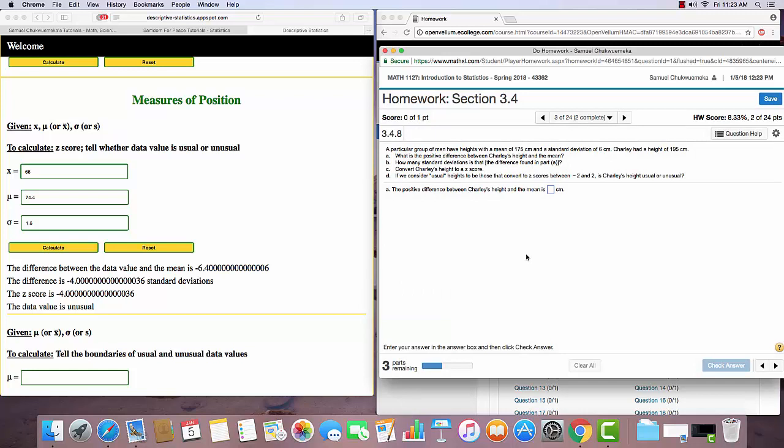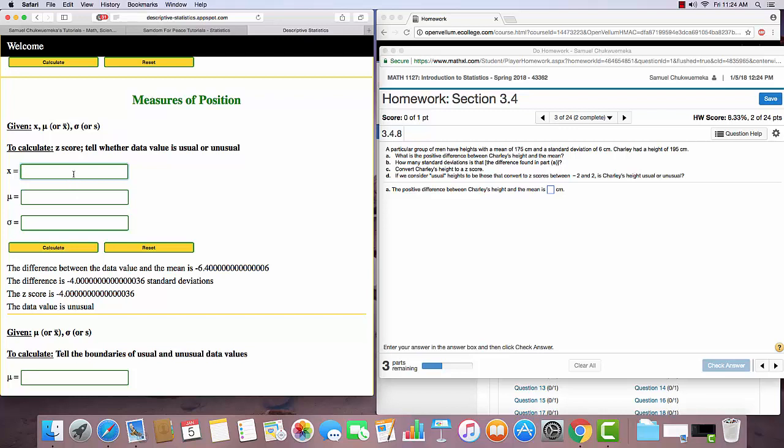Question 3. A particular group of men have heights with a mean of 175 centimeters and a standard deviation of 6 centimeters. Charlie had a height of 195 centimeters. So I'm still going to use this calculator. I can click reset here. If you want to remove this, you just refresh your browser. But otherwise, you can leave it.